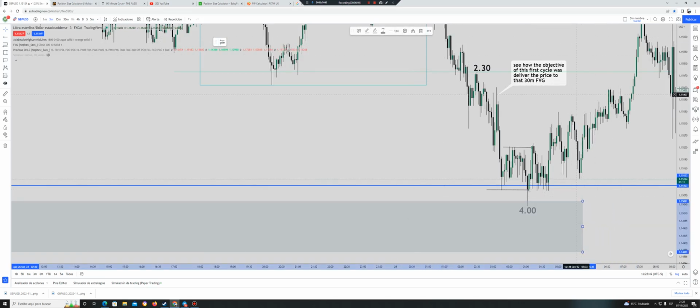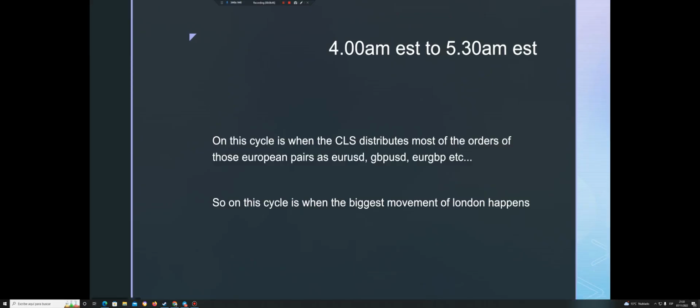Yeah, that's it. This is the main objective of this cycle. Now, the second cycle of the London session. Simple, like I told you before. On this cycle is when the CLS distributes most of the orders of those European pairs, such as EURUSD, GBPUSD, EURGBP, etc.